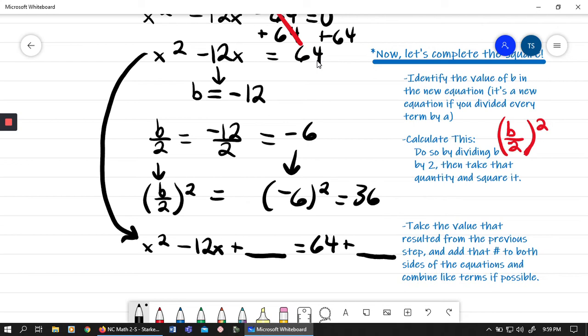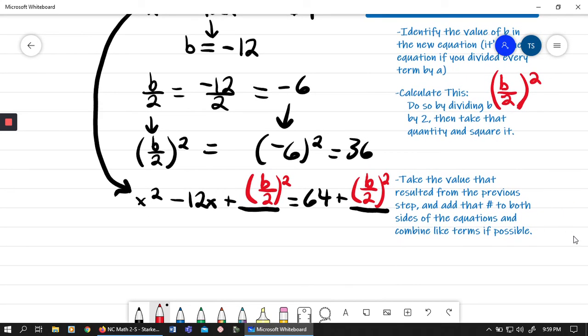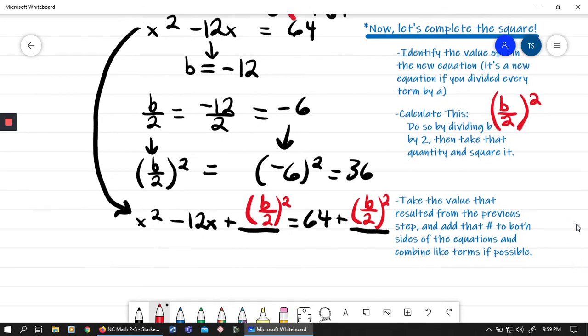So again, we're taking this value that we got from the last step, from us doing b over 2 squared. We already calculated it, and we found that value was 36, right? So we're going to add that number to both sides of the equation. Yes, we can do that, because as long as we're keeping our equation balanced, it is very much within the realm of something we can do. And in this particular case, we are doing it. So we're adding 36 to both sides of our equation.